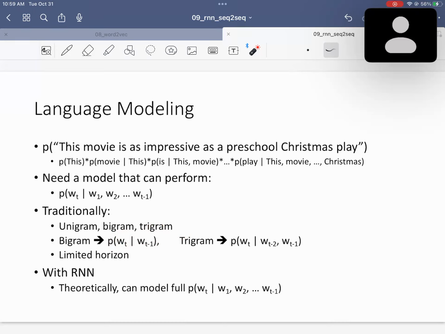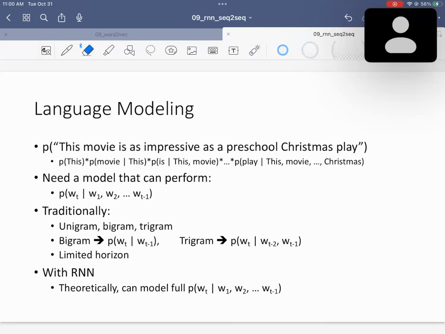So you break this down into, well, this will still be this, but the probability of movie is given this only. So in bigram, you don't actually have this, and also you don't have all of this. You just have the immediate preceding word.